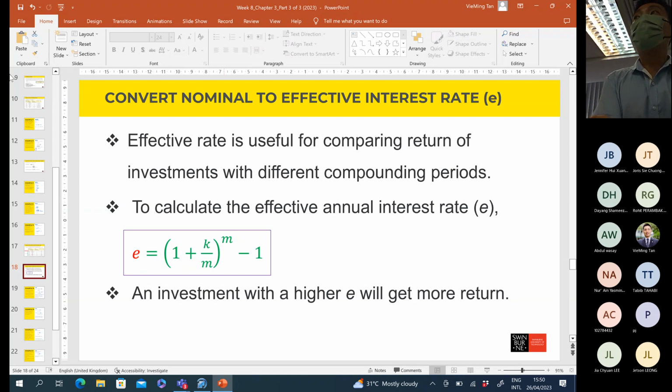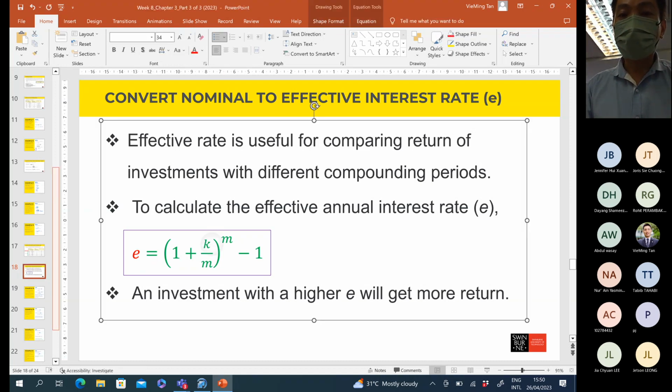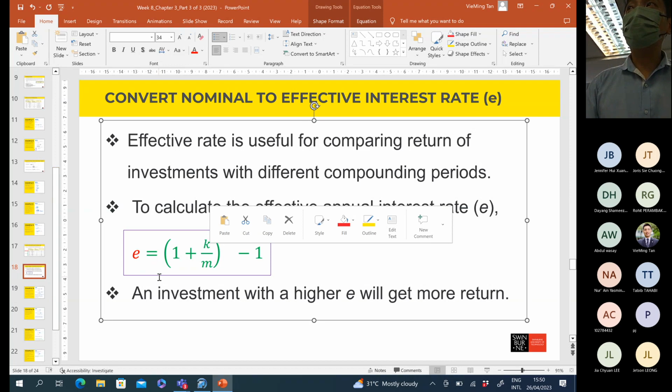So effective rate is equal to 1 plus yearly rate. K is the yearly rate, annual rate, divided by M. M is how many times the interest will be compounded, power M minus 1. So in this case, K can also be referred to as the nominal rate. So E is equal to 1 plus nominal rate divided by M, power M minus 1.